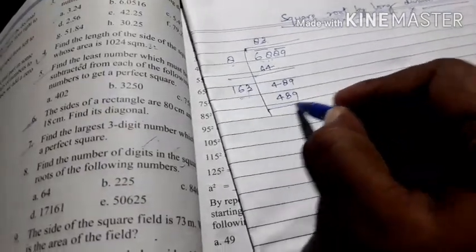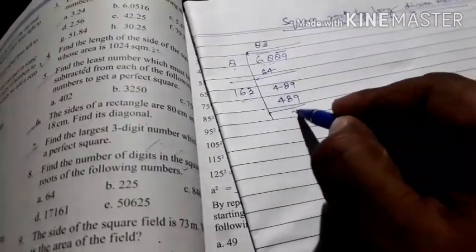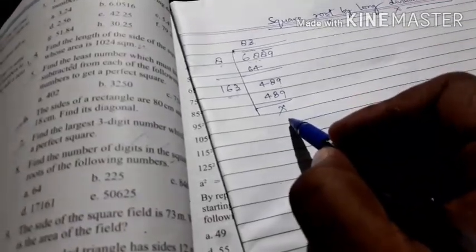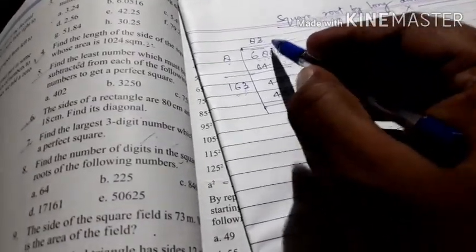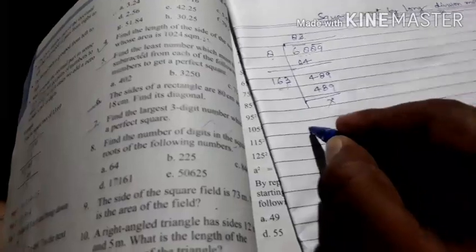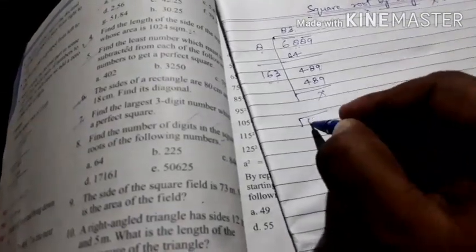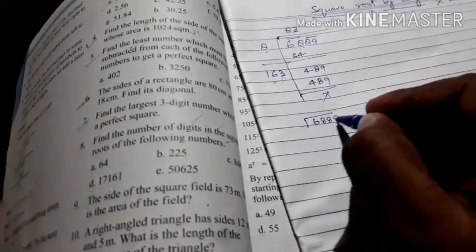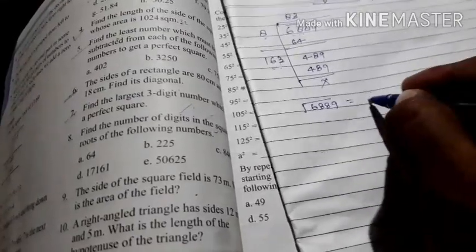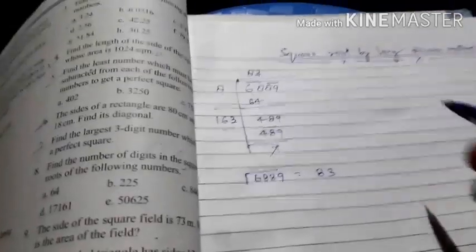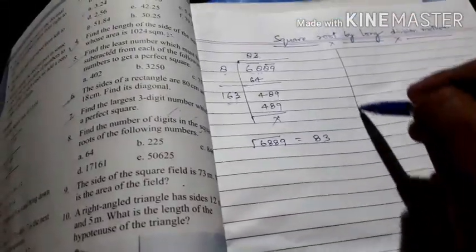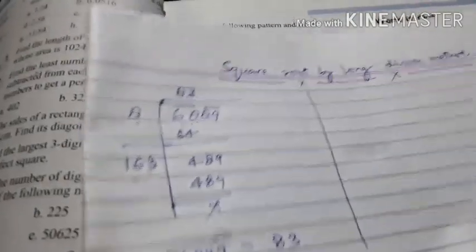So now subtracting this value, we have no remainder. Therefore 83 is the square root. So the square root of 6889 is equal to 83. This is the process. That's why we can find the square root of any number by the division process.